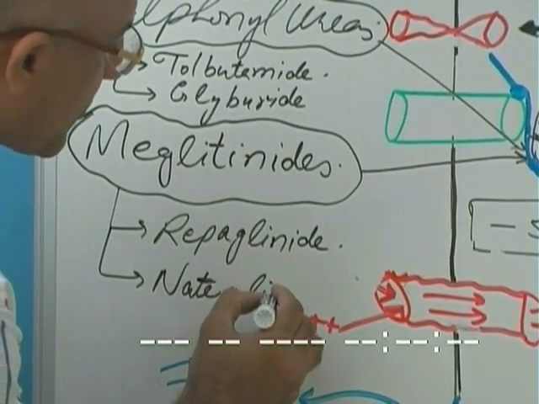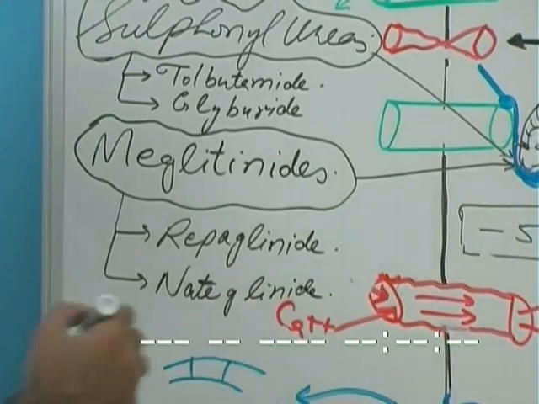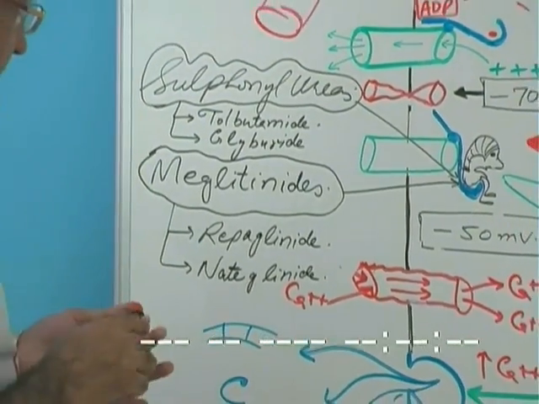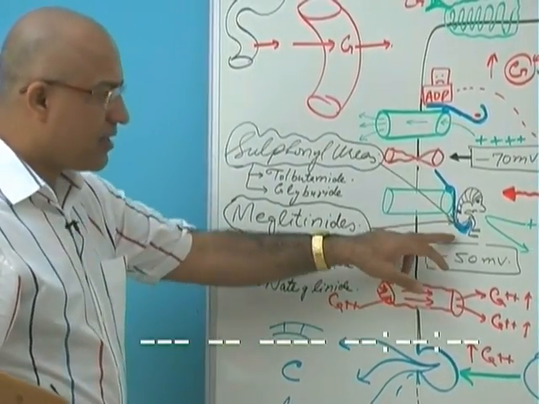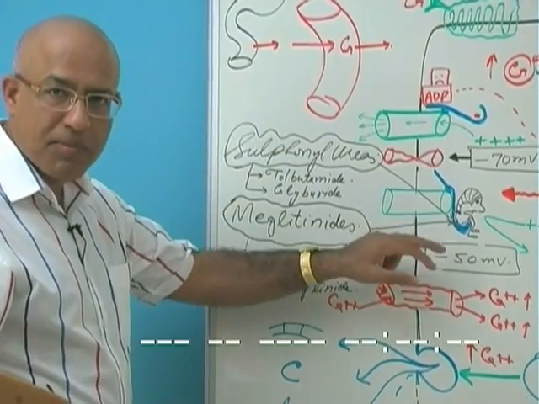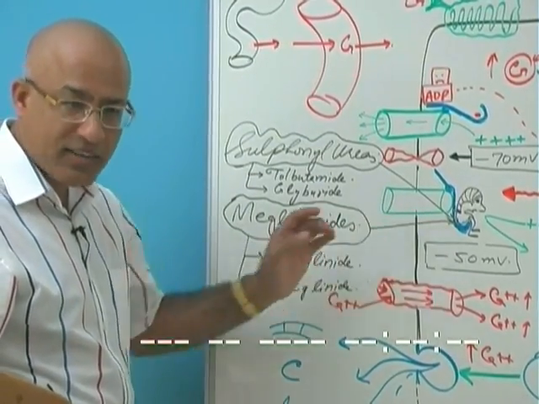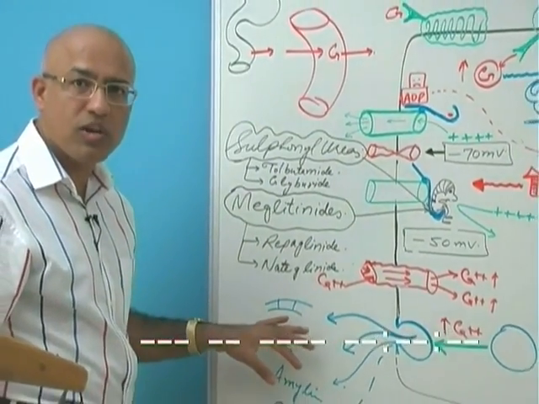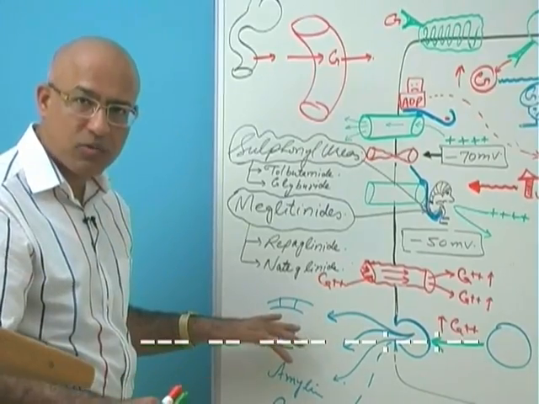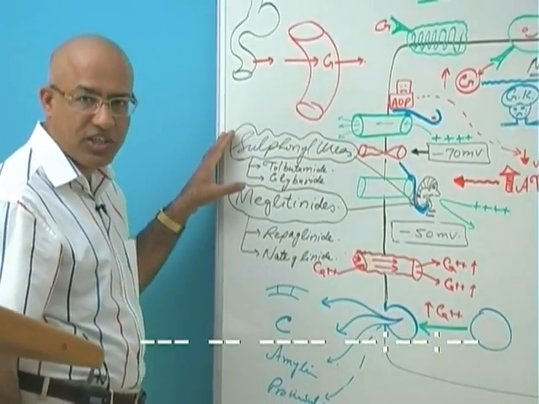nateglinide. So what we understood is that if you give patients sulfonylureas or meglitinides, these channels will be closed, membranes will be more easily depolarized, more calcium will come in, more insulin will be released, and this insulin will bring the blood glucose level down. So they act as hypoglycemic agents.